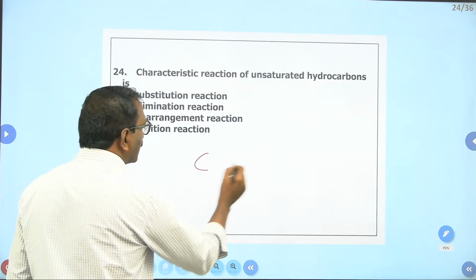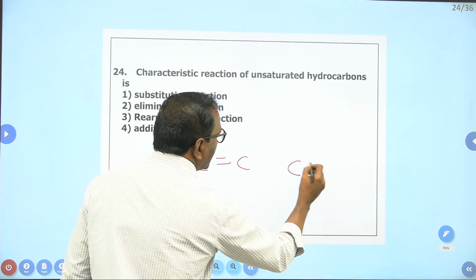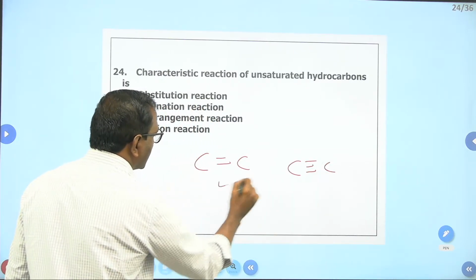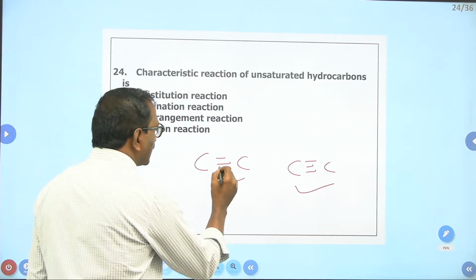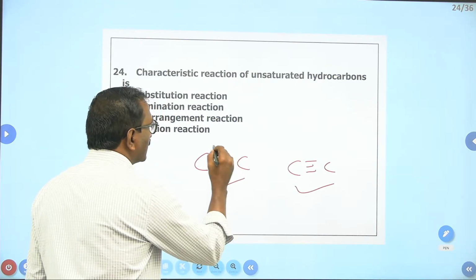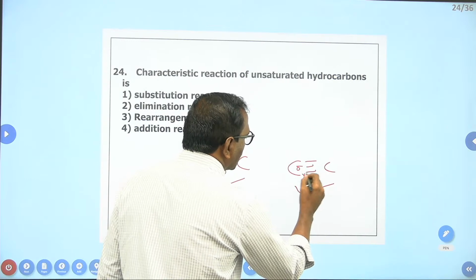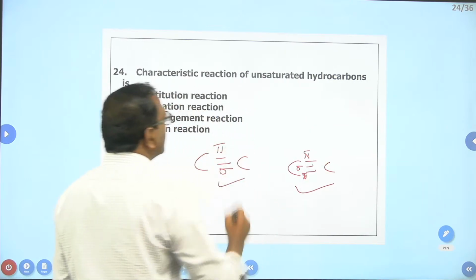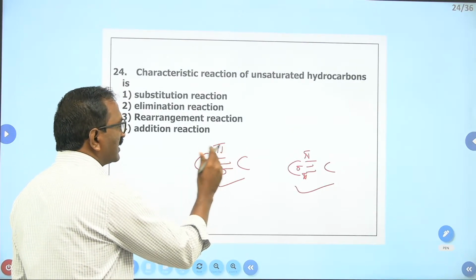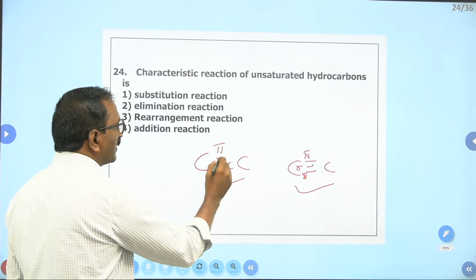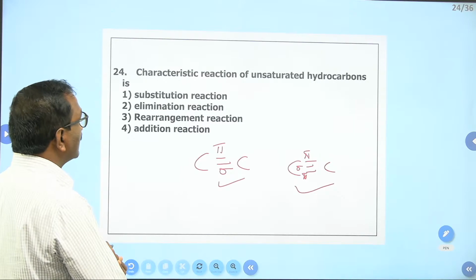Unsaturated means between the carbon atoms a double bond or triple bond may be present here. This is unsaturated and this is also unsaturated. Wherever a multiple bond is there, one strong bond is a sigma bond and one weak bond is a pi bond. Wherever a triple bond is there, one strong bond is a sigma bond and the remaining two are weak pi bonds. So the pi bond is weaker and more reactive. That's why other species are added in place of the pi bond.